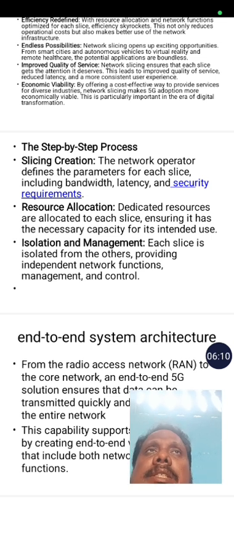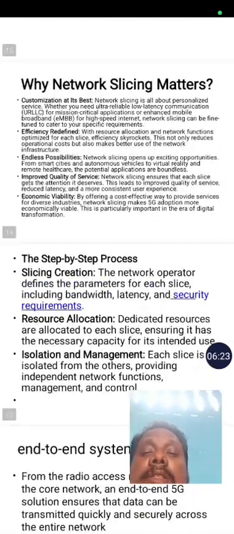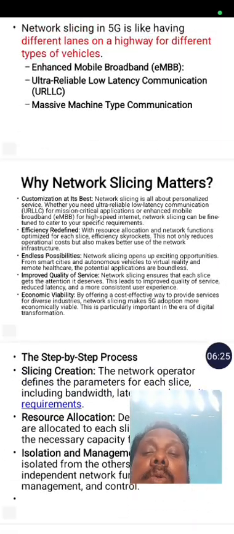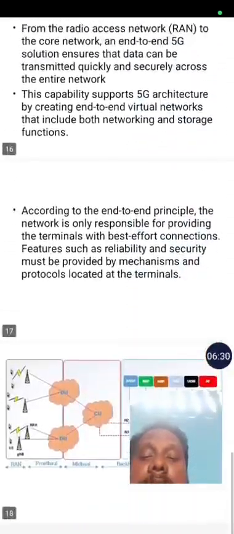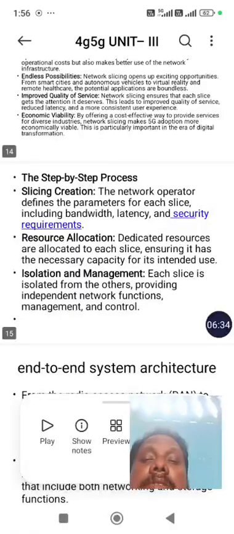Anyhow, network slicing is an important topic in the third unit, where it may be asked for 6 mark or 8 mark questions. The key point is that, as already mentioned, eMBB, URLLC, massive machine type communication. So I just conclude that network slicing is separating the data rate based on the network.